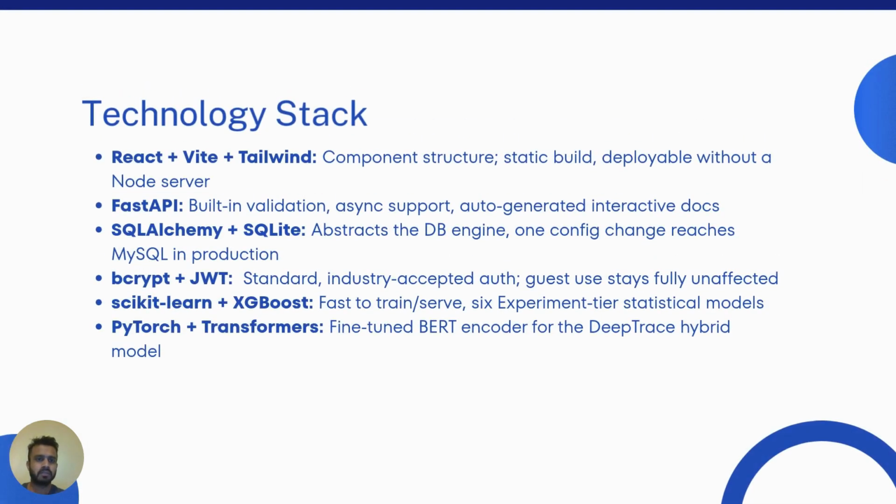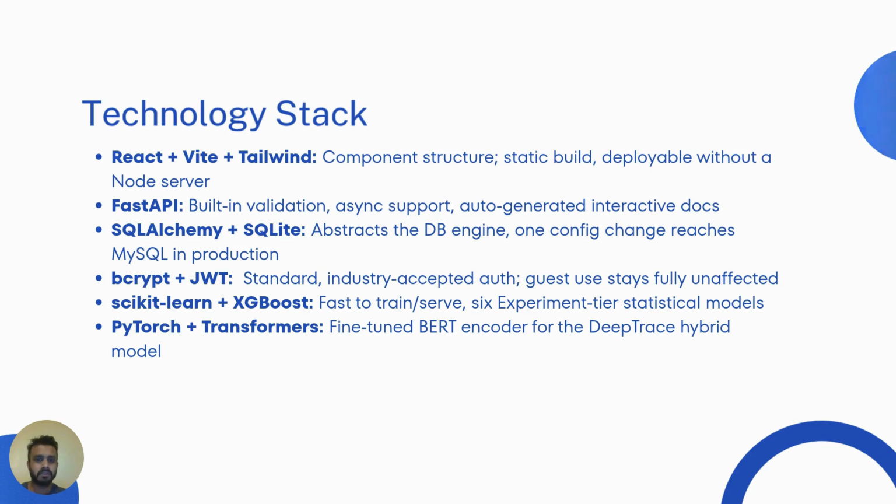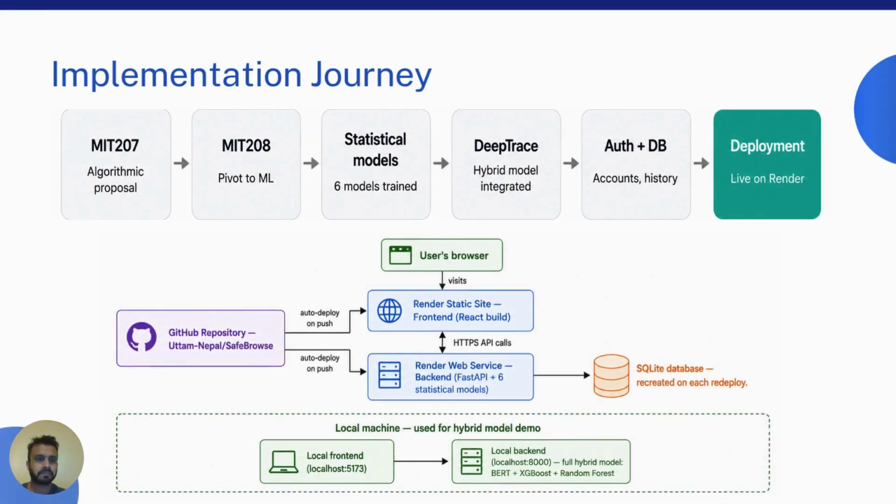Talking about the technology stack: React, Vite, and Tailwind for the front end, FastAPI, SQLAlchemy, and SQLite for the backend and database. Bcrypt and JWT provide basic password protection, XGBoost and scikit-learn are used for our models, and PyTorch and transformers for the DeepTrace hybrid model.